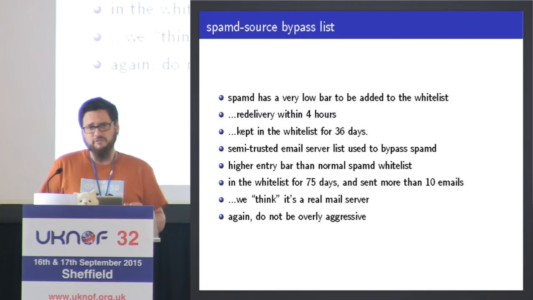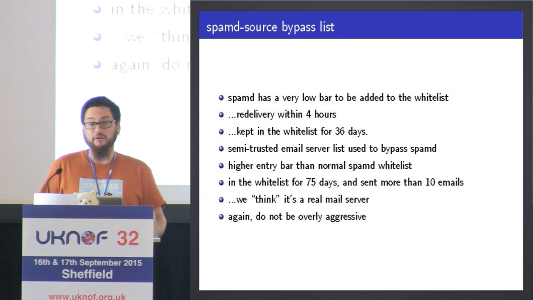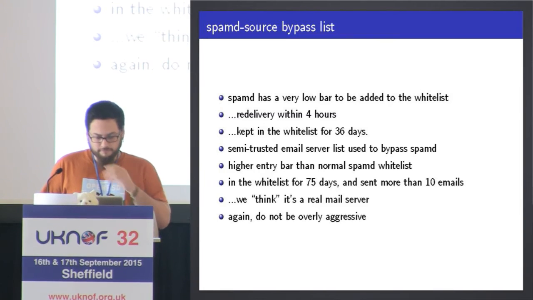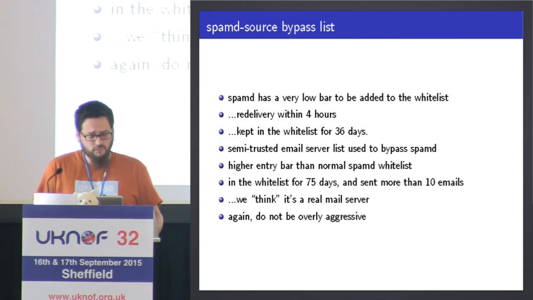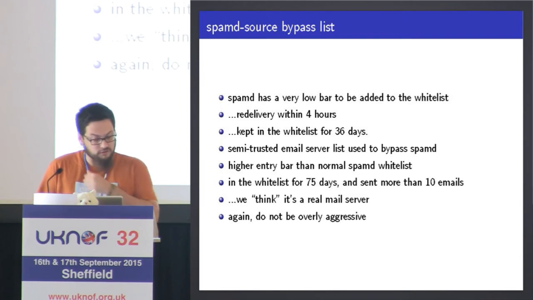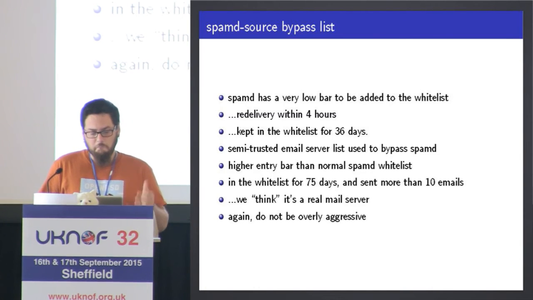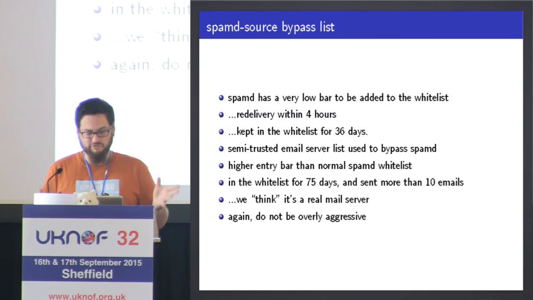But getting added to the original implementation of spamd's local whitelist is really easy. All you need to do is retry within the first 4 hours. Just retry once, and then you're on the whitelist. And then you stay on the whitelist for just over 36 days. That is way too open for us to redistribute to others. We can't tell what the health is for that. So for now, we've decided arbitrarily that if it's been in the whitelist for 75 days and they've sent more than 10 emails, we think it's a real server.